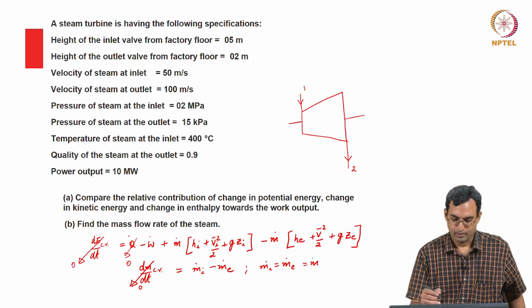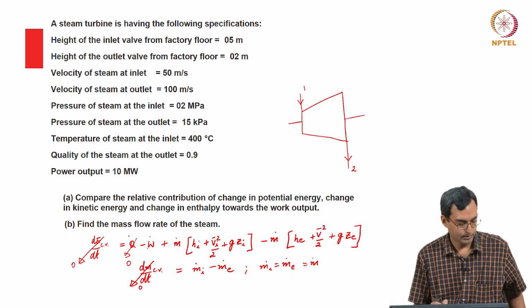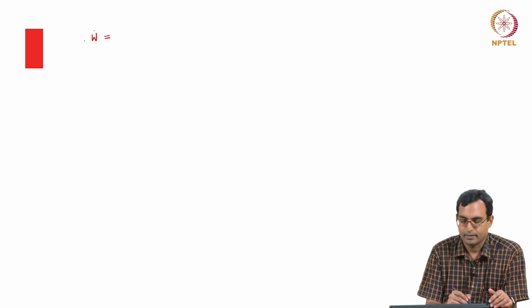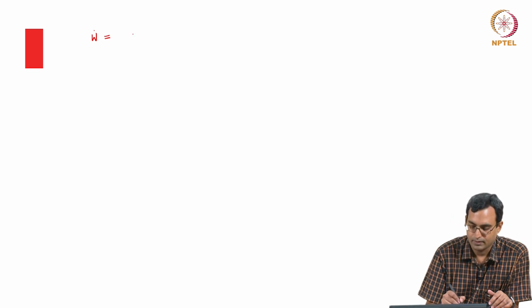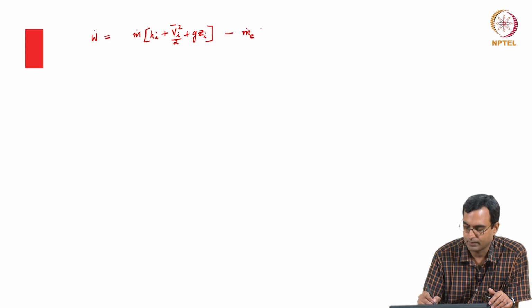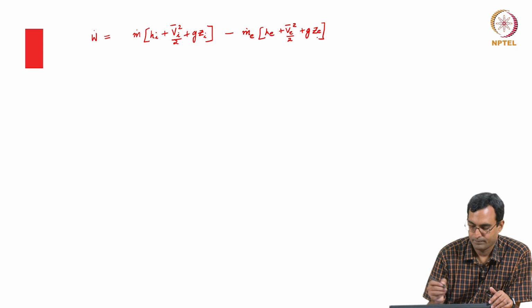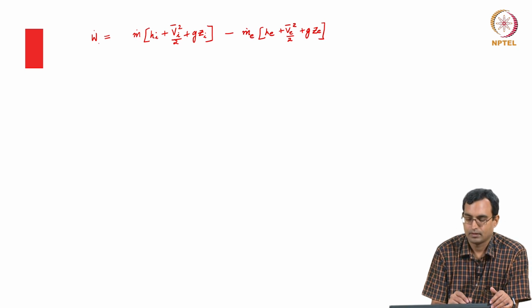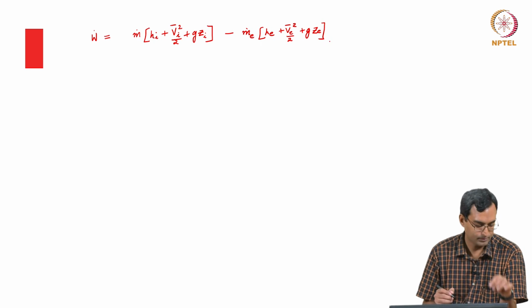So writing this, I can find out w dot. I had d by dt which is 0, I had q dot is 0. So essentially I have m dot into enthalpy plus kinetic and potential energies at the inlet minus the same at the outlet. I'm asked to find out m dot. So that's essentially w dot divided by all of this.